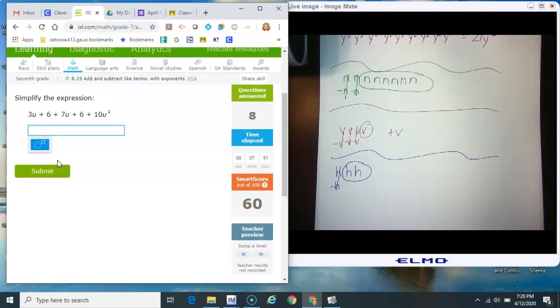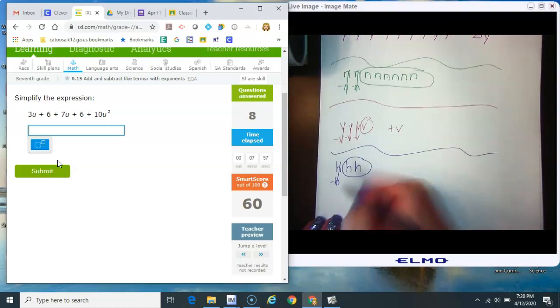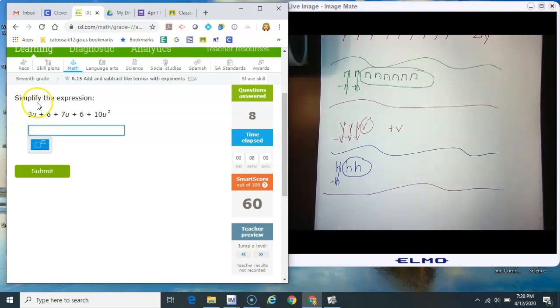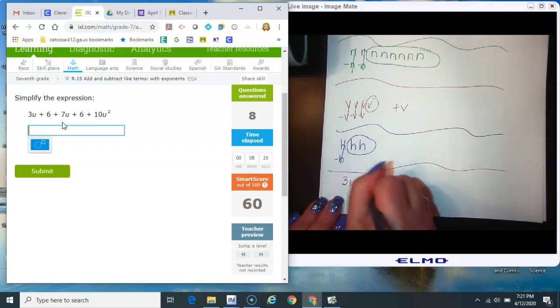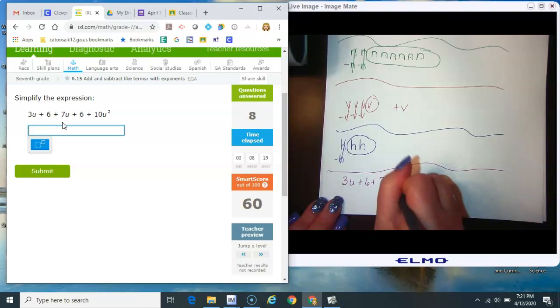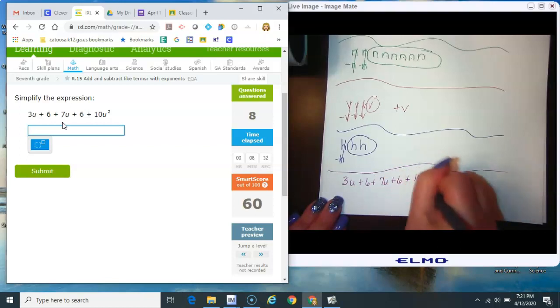All right, let's try this one, and then I think you'll be ready to go on your own. Okay, so we've got lots of different terms here. I have 3u, and I'm going to add that to plus 7u. I have a constant 6 here with no variable, another constant 6 here with no variable, and then I have a 10u squared. So this u squared is a different term than just this u. I cannot add those together. So let's look at what we have. We have 3u plus 6 plus 7u plus 6 plus 10u squared.